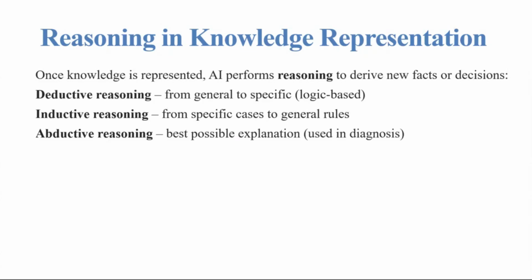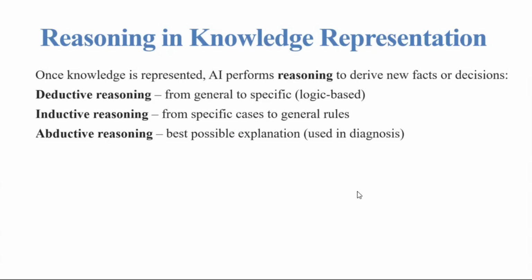If we compare all three types of reasoning in knowledge representation: deductive reasoning starts with a general rule and arrives at a certain conclusion. Inductive reasoning starts with many observations and creates a general rule. And abductive reasoning starts with an observation and finds the most likely explanation. Deductive gives certainty, inductive gives probability, and abductive gives the best explanation.